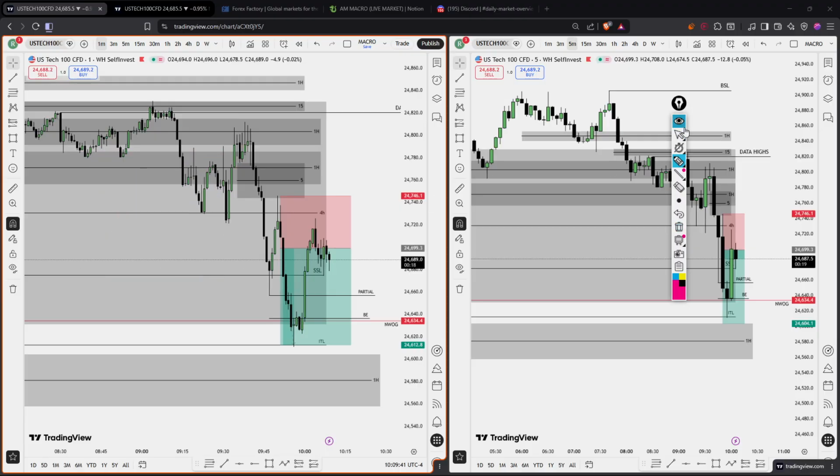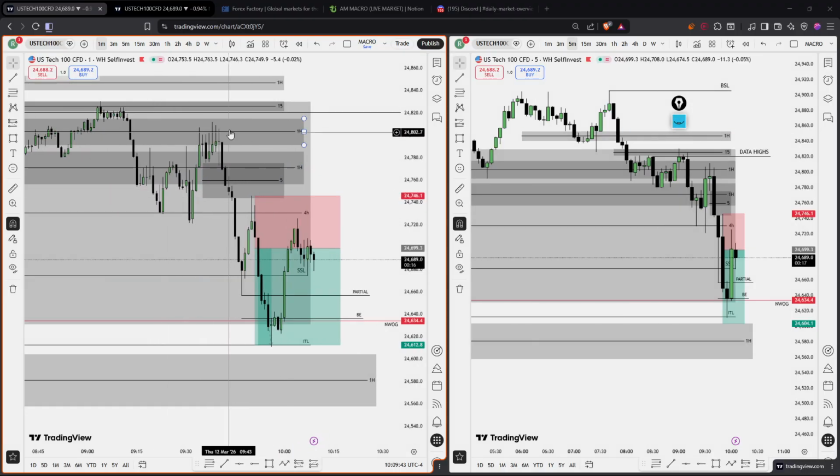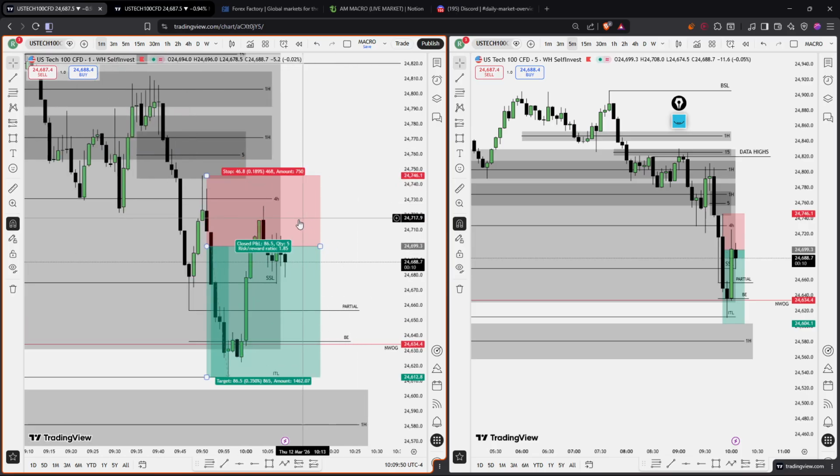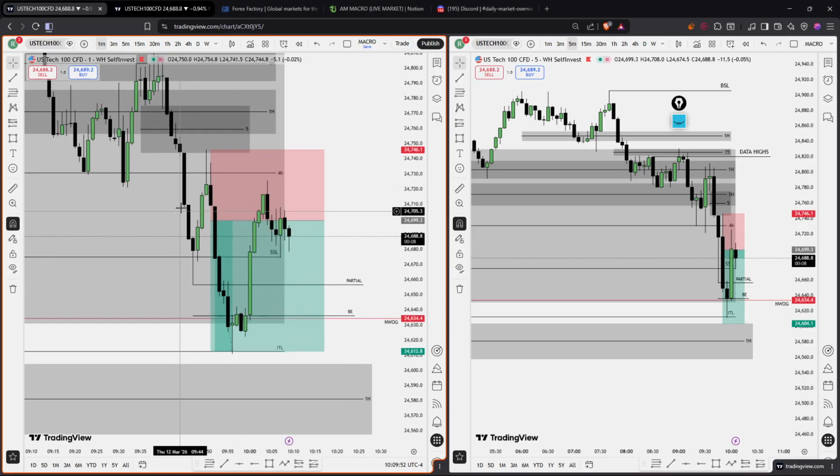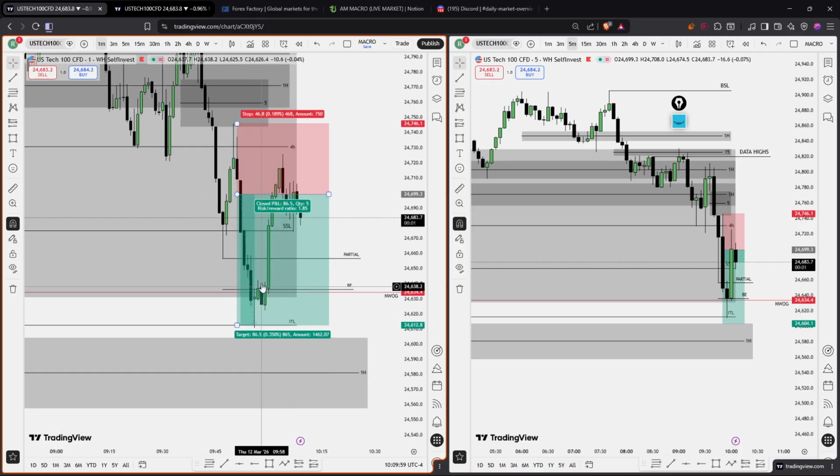So, your narrative also has to be to the downside. Thinking about that 1 hour, everything was sponsored by, and then the 5 minute got sponsored here. As you can see, it tapped here, and this is the perfect continuation. As this 1 minute FVG got ran through, I had taken this trade here only because I knew that we are just going to fall. If I would not have taken the trade here, I would have definitely not gotten my entry here.